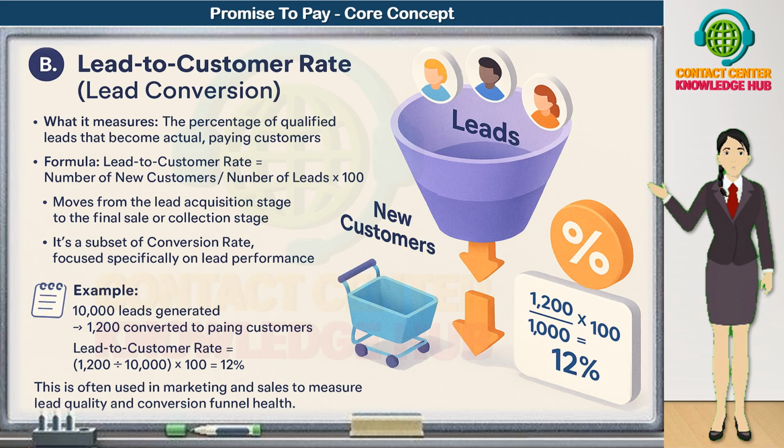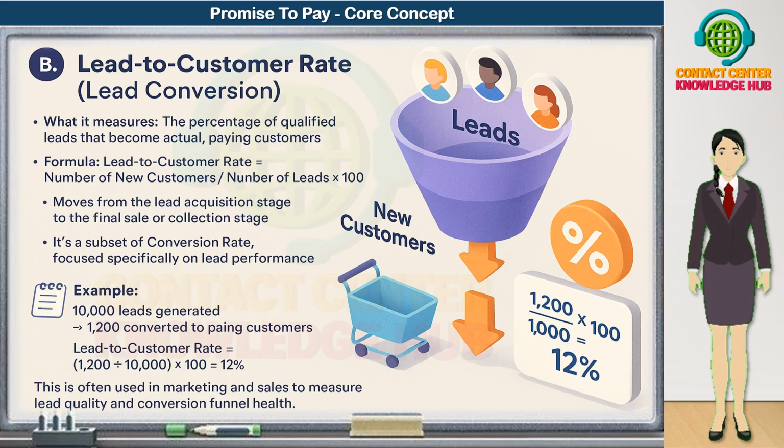Example: imagine your team generates 10,000 leads. Out of those, 1,200 convert to paying customers. That means your lead-to-customer rate is 12%. In other words, 12 out of every 100 leads successfully turned into revenue-generating customers.